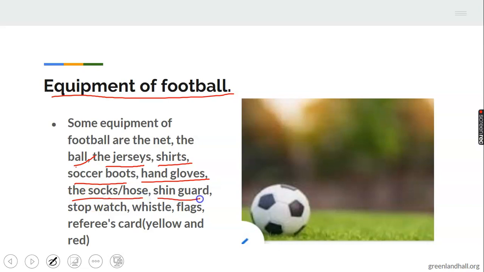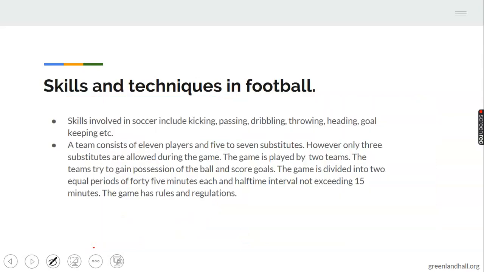We need the shin guard to protect the shin. We need the stopwatch. The referee uses that. We need the whistle. We need the flags. Then the referee's card. The referee has yellow card and red card, depending on the offense of the players.